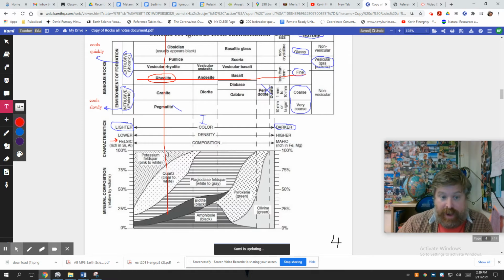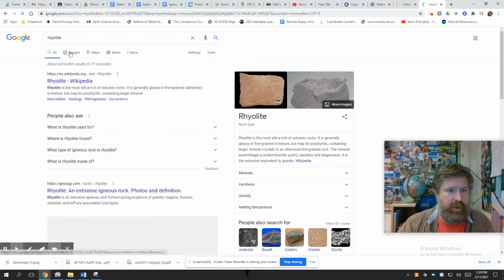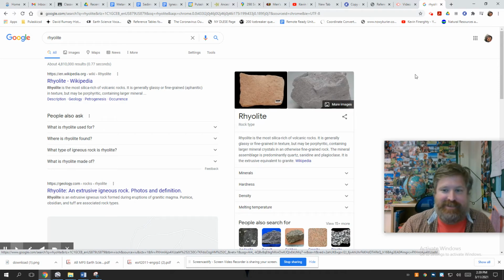What minerals are in rhyolite? Let's just do a Google image search. Kind of looks like that. Oh, does that look familiar? I didn't take any pictures off the internet.